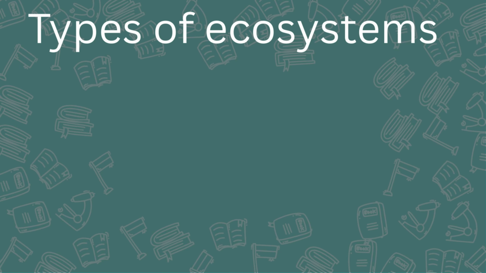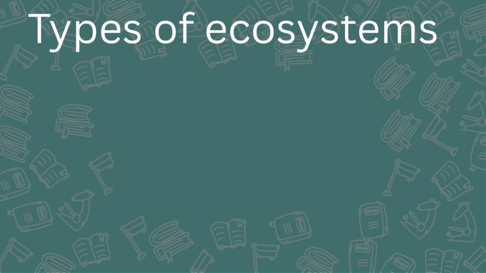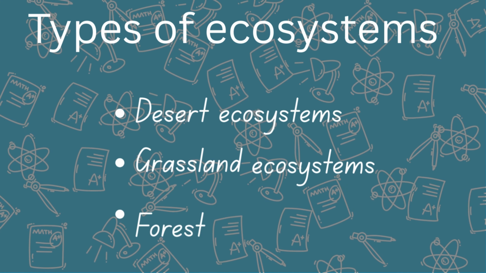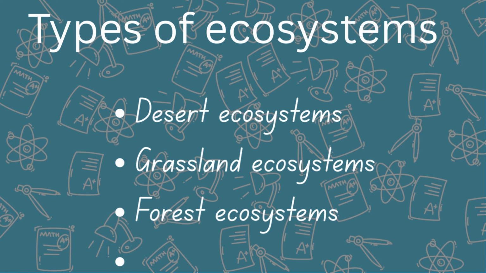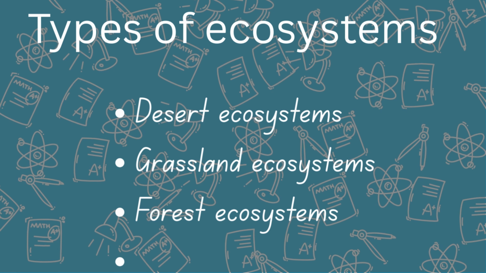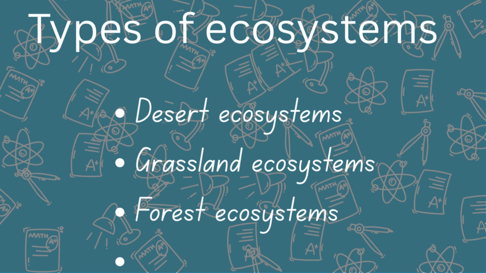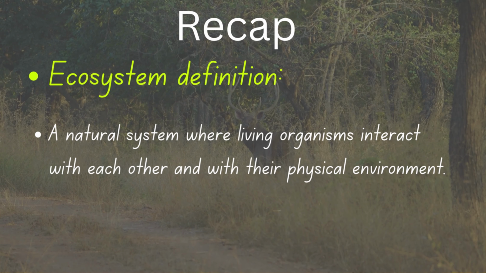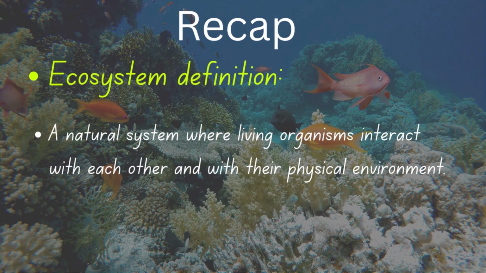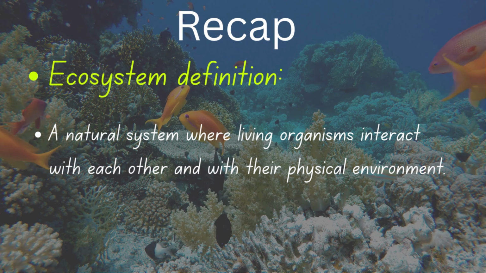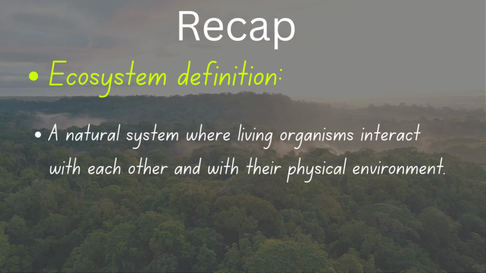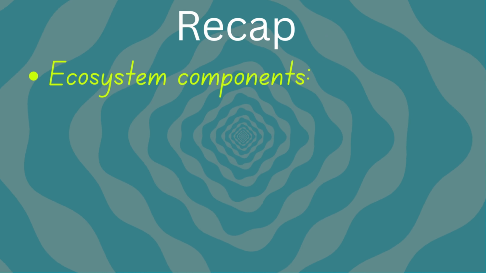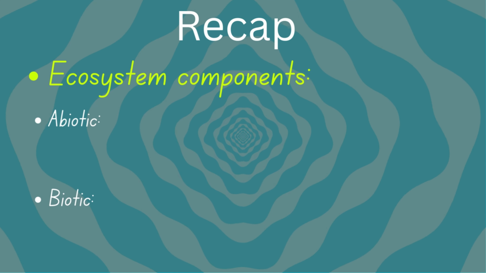So far, we've explored two major types of ecosystems in this video, terrestrial and aquatic. The other three types will be discussed in the next video. But before we wrap up, let's quickly recap what we've covered today. An ecosystem is a natural system where living organisms interact with each other and with their physical environment. Everything works together like parts of a well-built machine, each playing a vital role. Ecosystems have two main components, abiotic and biotic.